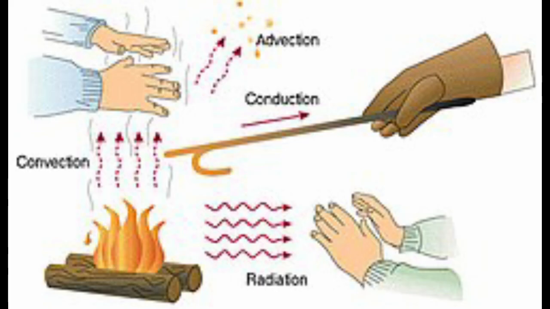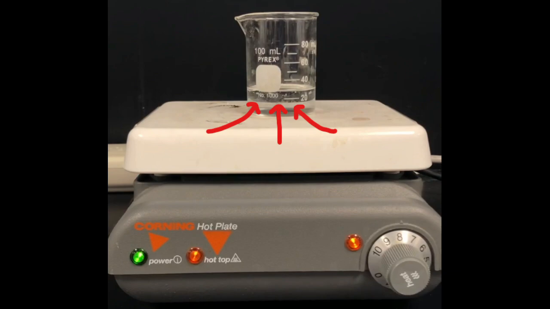There are three ways energy transfers into heat. First, there's conduction. According to the textbook, conduction is the transfer of heat energy throughout a material or through contact between different materials. In this case, we use the hot plate and beaker. The heat from the hot plate goes to the beaker, allowing for the water within to be heated.